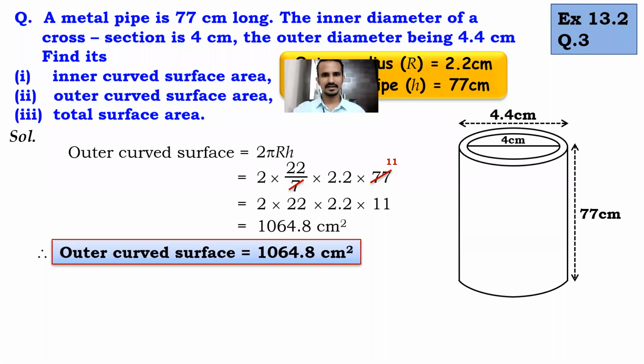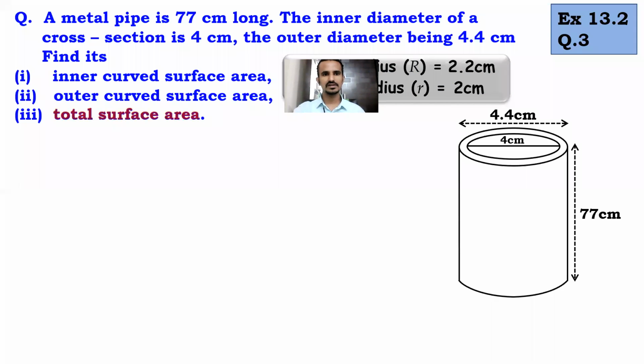We are done with first and second. Let's see the third part. The third part says total surface area. Now we have already studied, when we talk about total surface area, we do addition of all the surfaces. हम सबको add करते हैं, ठीक है? Just understand that. When we have a solid cylinder, we add all the surfaces. So when we talk about total surface area, remember it is addition of all the surfaces.